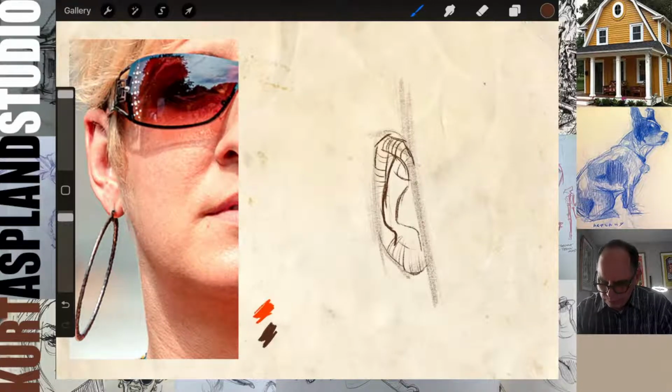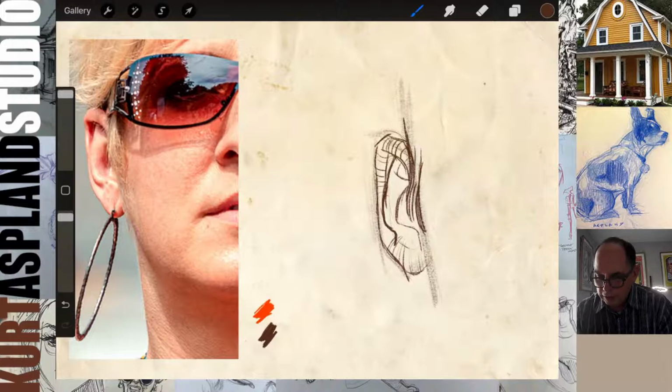All right, now what we do, now we're going to come in here, just add some tone and start adding some detail to this. So one thing I could see is that her hair is coming like this. You see that? So let's add some tone into this ear. I'll leave this on screen for a second.